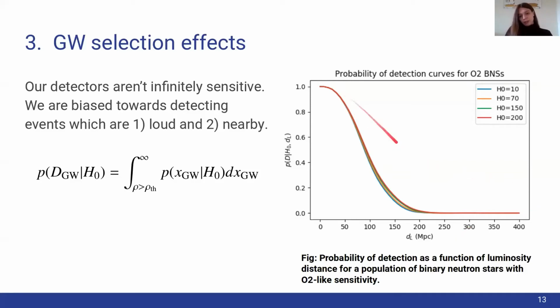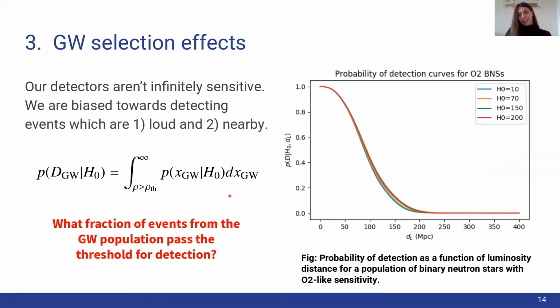You can see it drops from 1 to 0 over about 200 megaparsecs. I will come back to the fact that it looks like one curve, but is actually several curves, and does in fact depend on the Hubble constant. That is because in order to calculate the probability of detection, you have to marginalize over all possible gravitational wave data, and then basically ask how many of these events pass the threshold to be counted as detected.